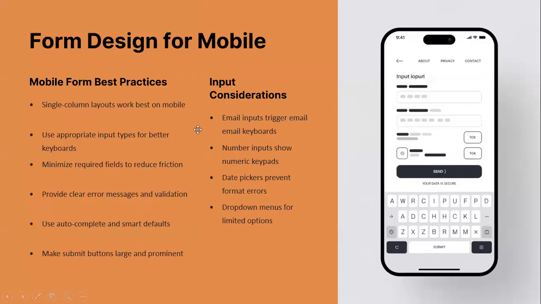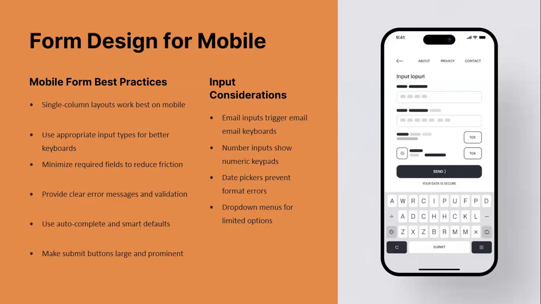Okay, form design. Mobile form best practices. Single column layout, like a whole straight line layout. I think there's a particular name they call it. There's also what you call recycle layout. That's what Instagram uses when you are scrolling endlessly. It's called recycle layout. Use appropriate input types for better keyboarding. For example, if the column is for password or email, an email keyboard should be activated so that you can easily type in what you want to type in.